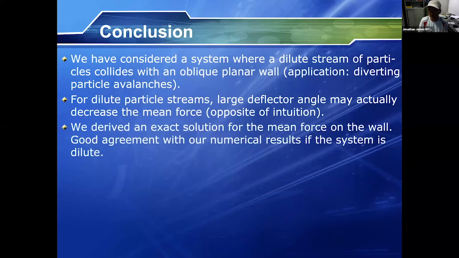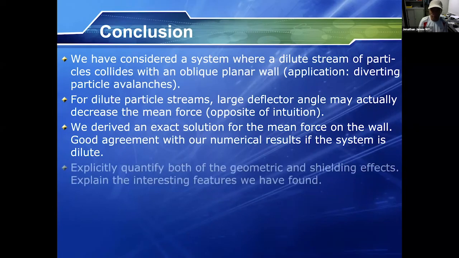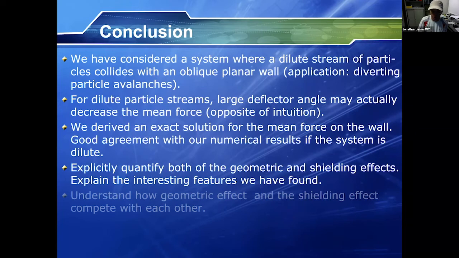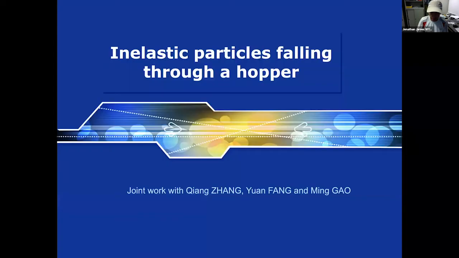What we've done is we've derived an exact solution for the mean force on the wall, and we've got very good agreement with our numerical results, as long as the system is dilute. And we've been able to explicitly quantify geometric and shielding effects, and we've been able to explain the mechanism for why this anti-intuitive behavior exists. And we can understand, by looking at our formula, how geometric and shielding effects compete with one another. And we've also been able to explain how it depends on E.